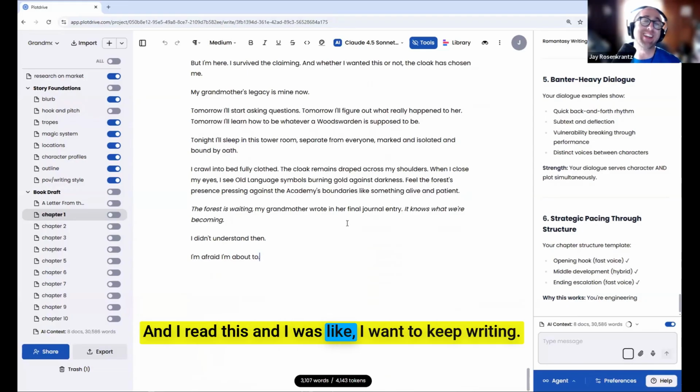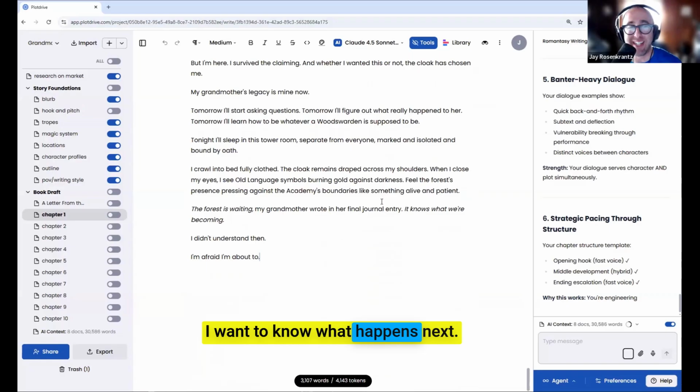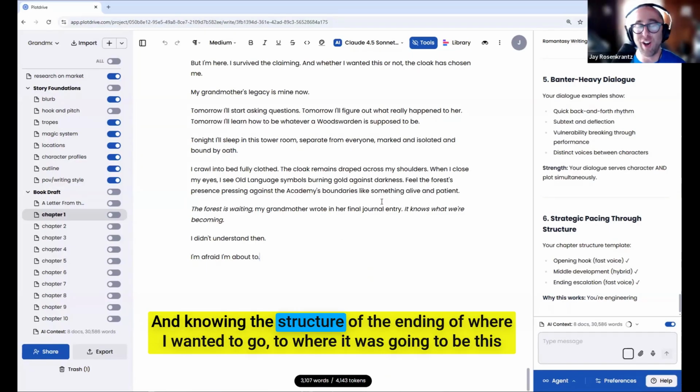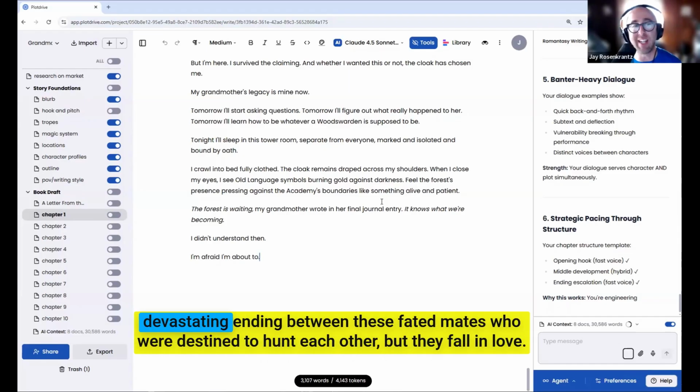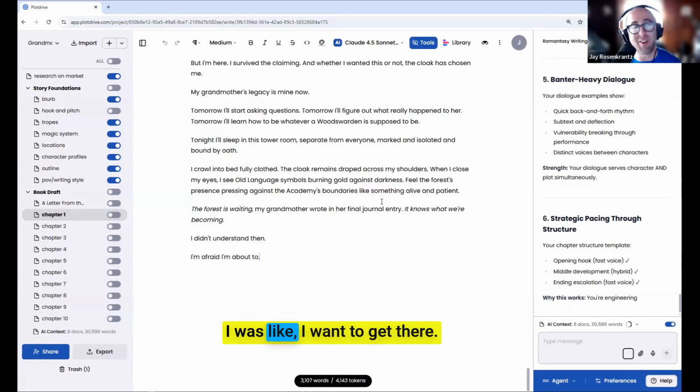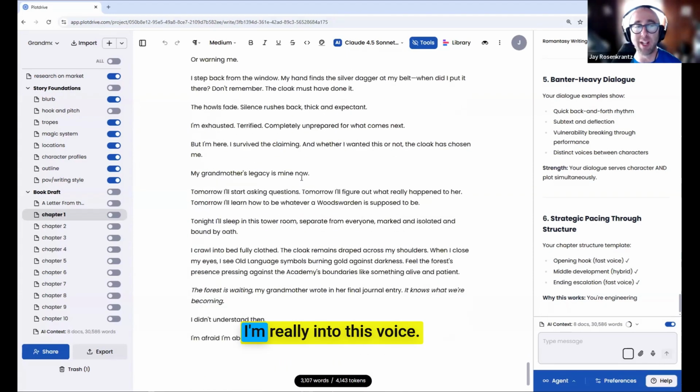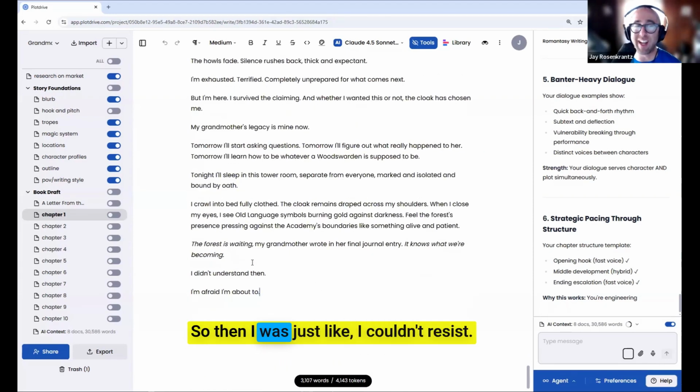And I read this and I was like, I want to keep writing. I want to know what happens next. And knowing the structure of the ending of where I wanted to go, where it was going to be this devastating ending between these fated mates who are destined to hunt each other, but they fall in love, I was like, I want to get there. I want to see, because I love this opening. I'm really into this voice. So I just couldn't resist.